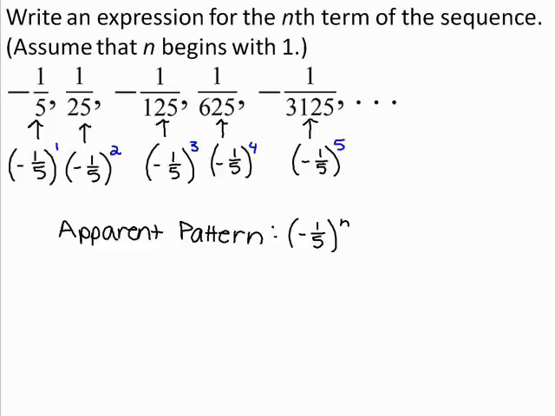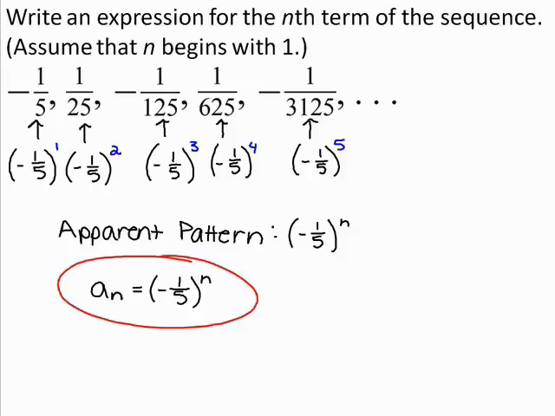Now, following this pattern, when n is odd, negative 1/5 to the nth power will be negative. When n is even, negative 1/5 to the nth power will be positive. This produces the alternating negative and positive terms that appear in the sequence. Therefore, the expression for the nth term of the sequence is a sub n equals negative 1/5 to the nth power.